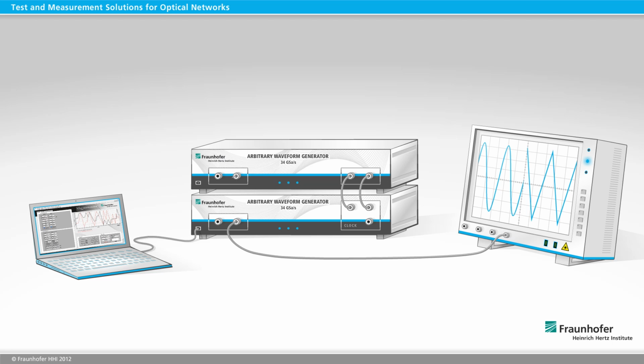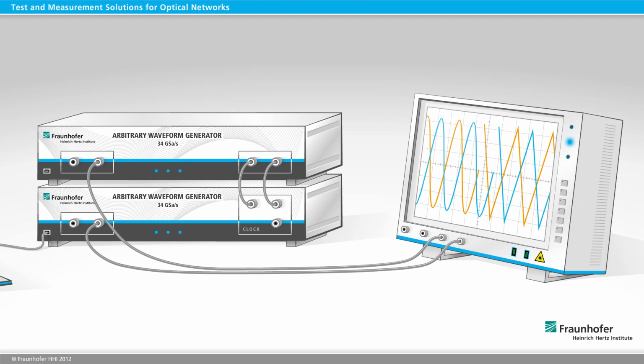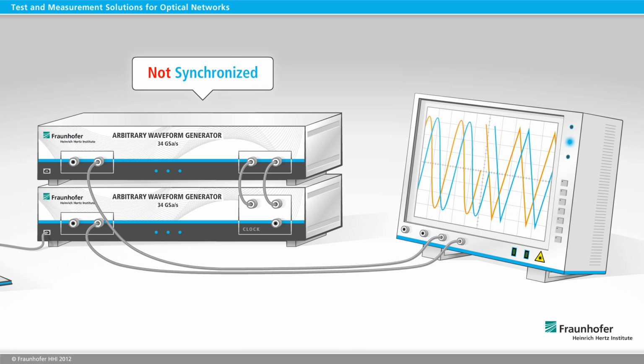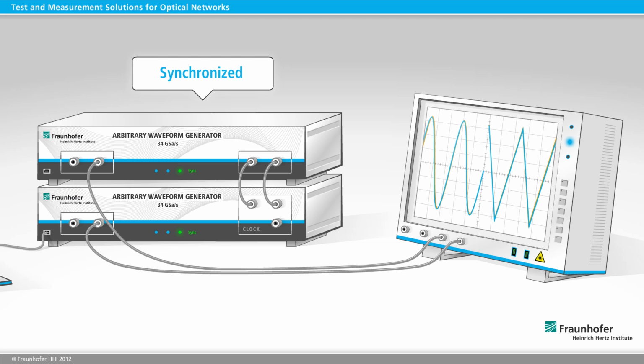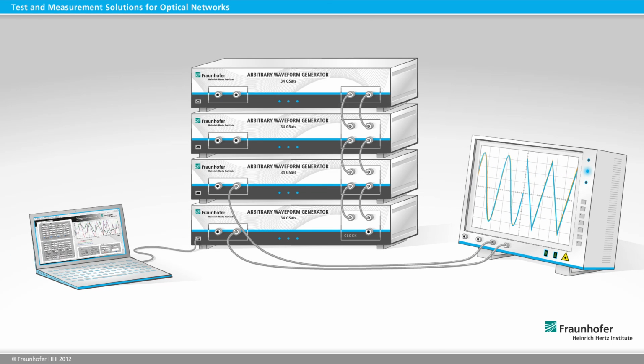Several AWGs, connected through a differential clock line, generate multiple synchronous output signals. Only an external clock signal and a USB connection are needed. Up to 16 separate devices can be synchronized to generate synchronous data channels.